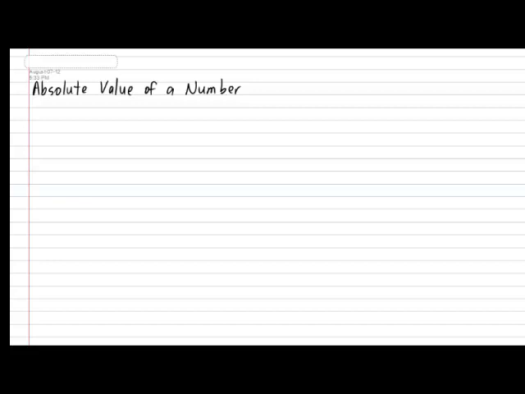Hi everyone. In today's lesson, we're going to be taking a look at what is meant by the absolute value of a number. So in your notebook, please put today's subtitle, which is Absolute Value of a Number.